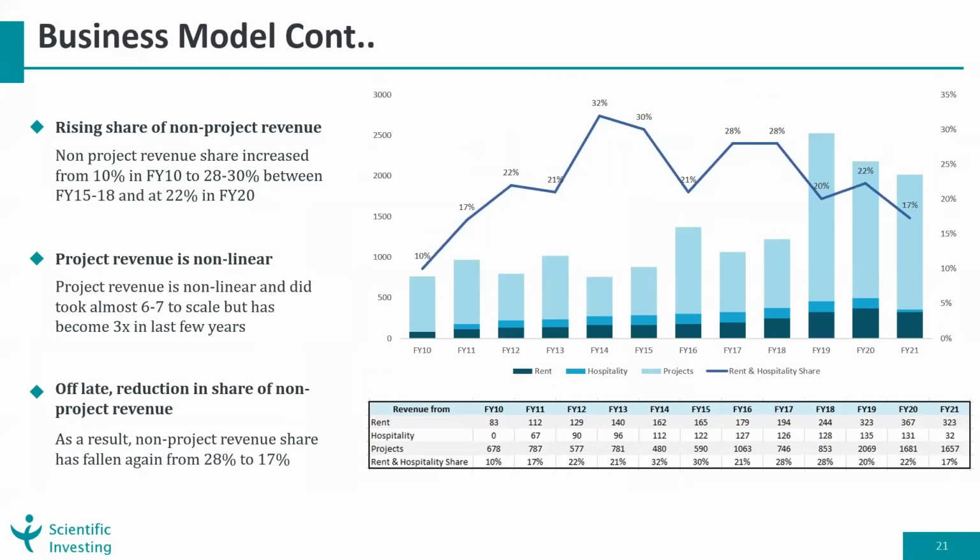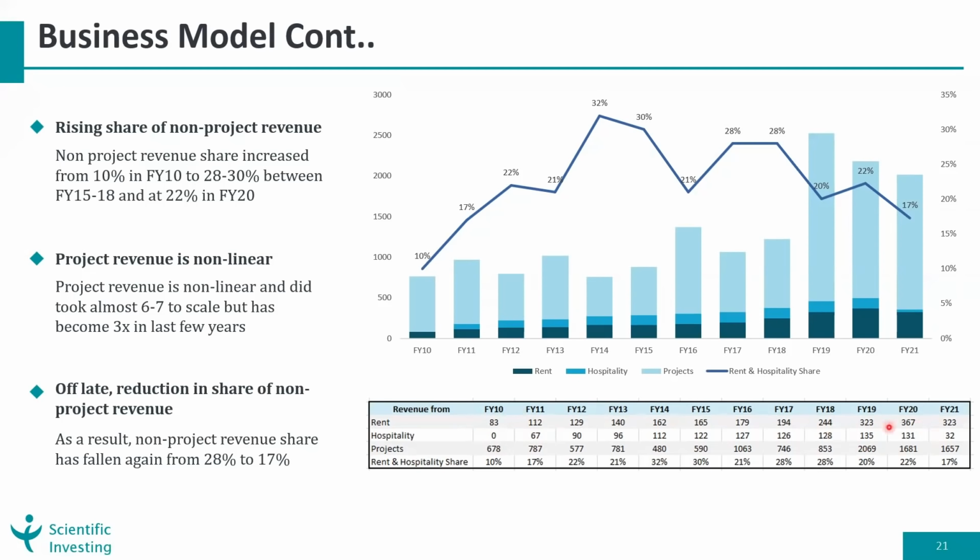Now, if we look at the business model and the kind of revenue contribution they have got, combining all the various business types, I'm aggregating the mall and the office space business into rent, the hotel business into hospitality, and the residential business into projects. What you see is the rental business, which is the mall and office business, has grown consistently in terms of revenue. FY21 has been an outlier year because of COVID. But if you see, they have consistently grown their rental revenue almost 4.5 times in 10 years.